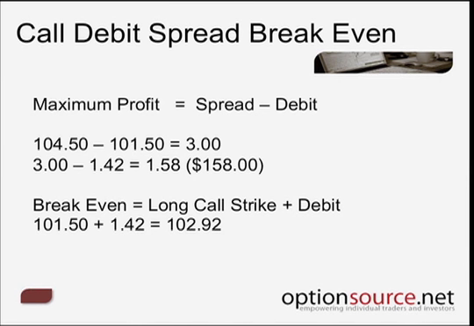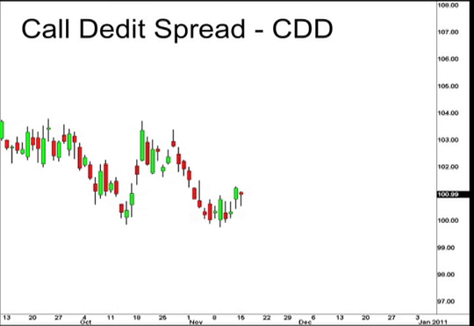Now, the important consideration here is our break-even point, because our break-even point now is the long call strike plus the debit. So no different than what we were doing to determine the break-even point of our previous option play, our straight call option play. But now our break-even point is in fact 102.92, so it's significantly lower than if we were the outright call buyer.